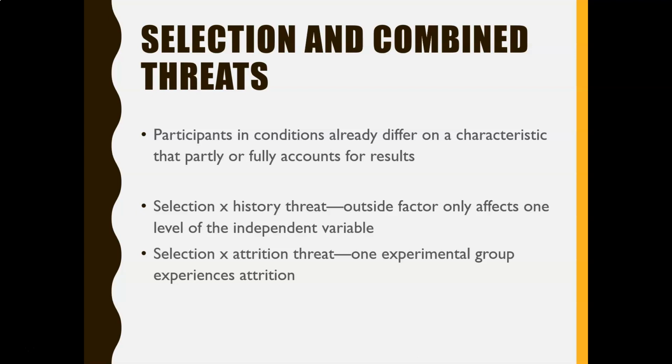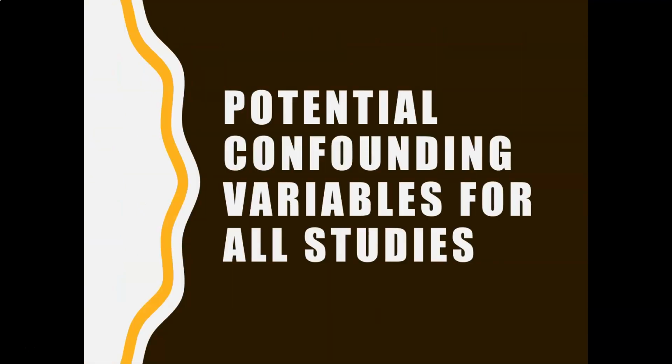We can also have a selection versus attrition threat. One experimental group experiences attrition, the other group doesn't. Maybe our therapy group in our depression study has more attrition because they find the therapy too difficult, but the other group doesn't. That creates two groups that are fundamentally different from each other, and it changes how we obtain those results. So now let's talk about potential confounding variables for all studies, not just one group pre-test, post-test designs.